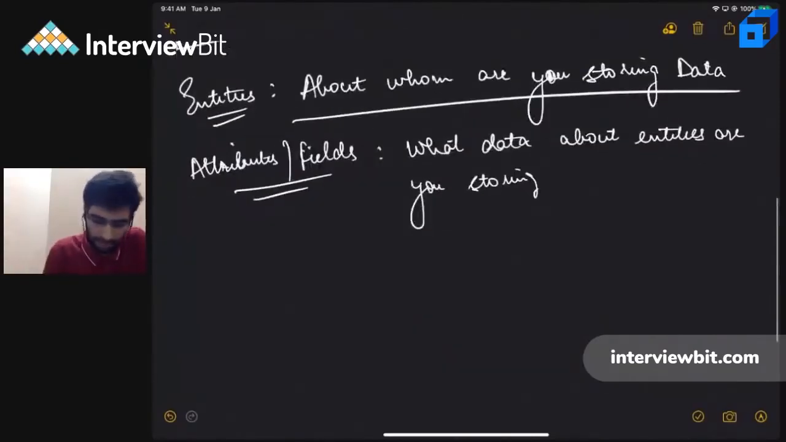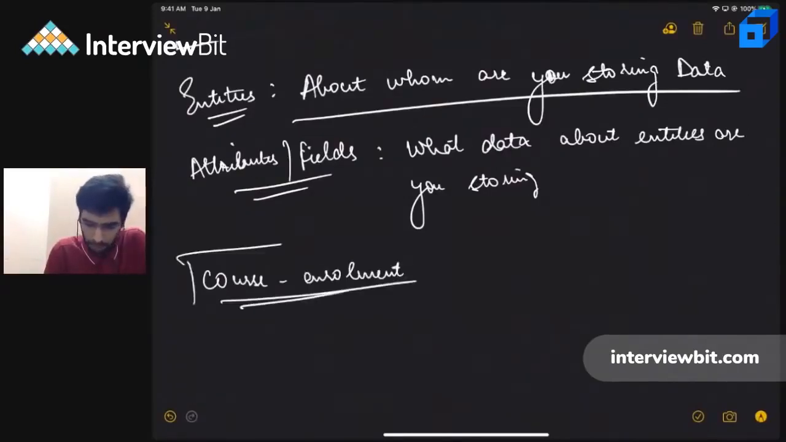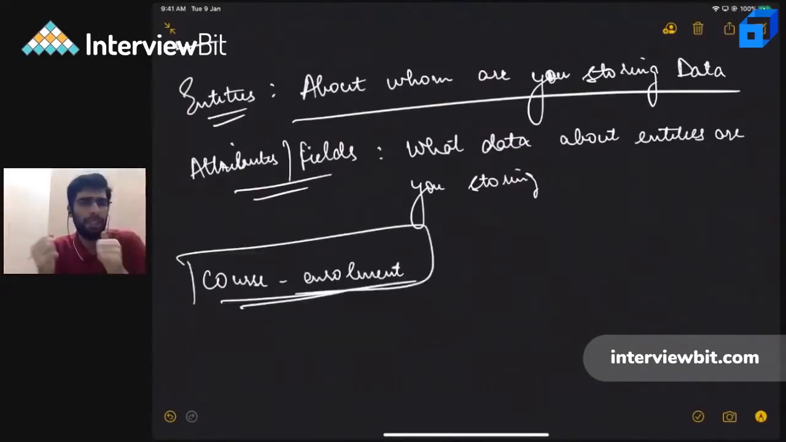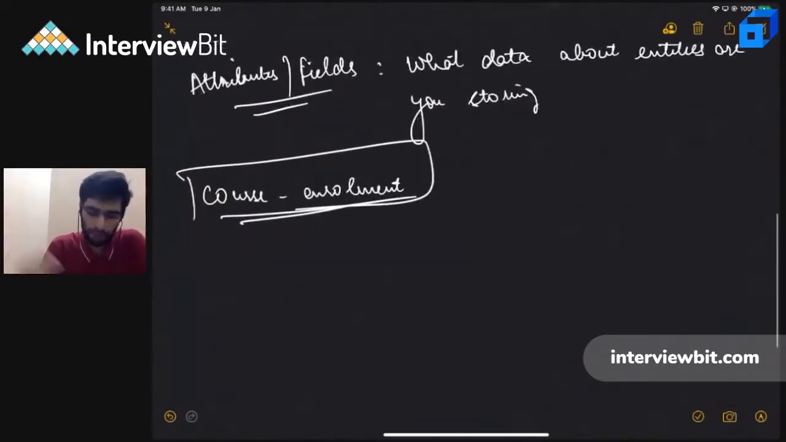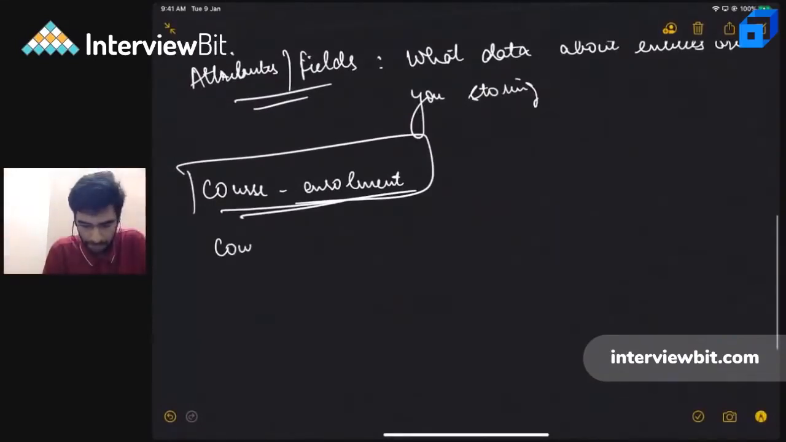So, let us say that another kind of entity can be course enrollment. For course enrollment, what do you need to store? You might need to know the course number, and also who is the student who has enrolled for that course. So let us say the two things that you need for a course enrollment are a course represented by an ID, and also a student, which is probably represented by a roll number.